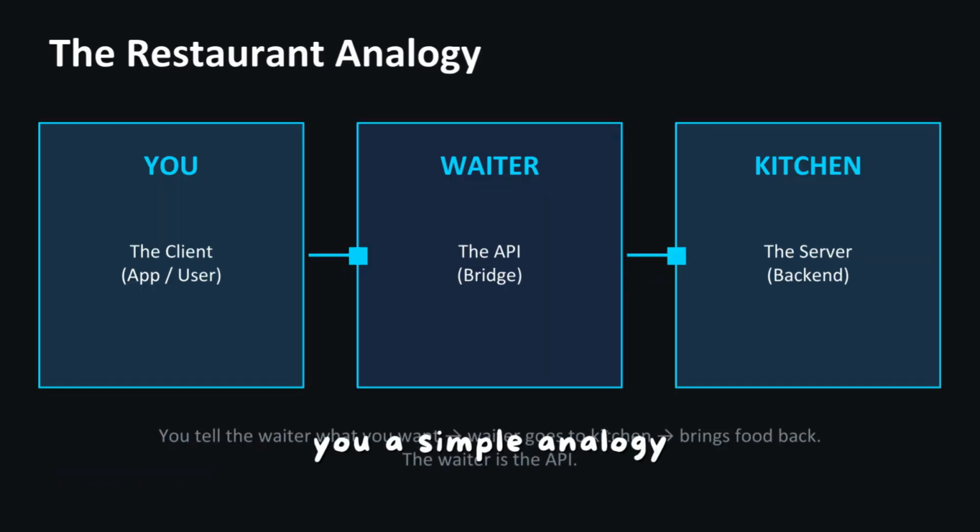Let me give you a simple analogy first. Imagine you are sitting in a restaurant. You want food. The chef is in the kitchen. But you cannot walk into the kitchen and cook yourself, right? So there is a waiter. You tell the waiter what you want. The waiter goes to the kitchen, gets the food, and brings it back to you. That waiter is the API. You are the client. The kitchen is the server. And the API is the bridge between them.